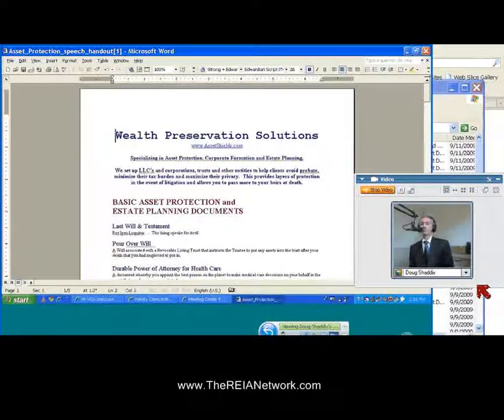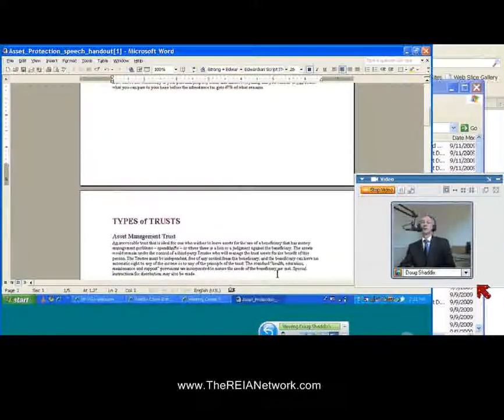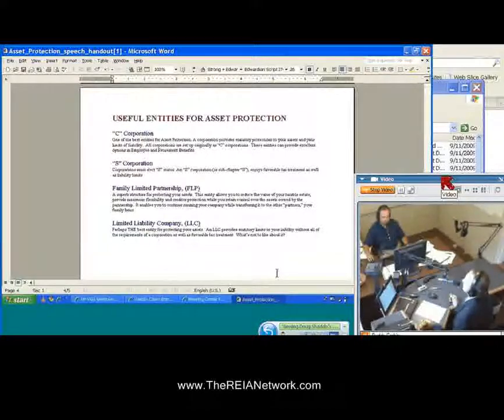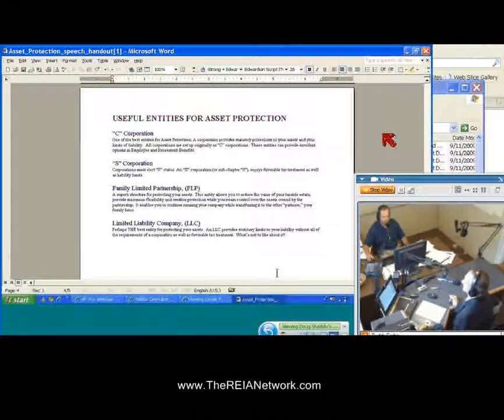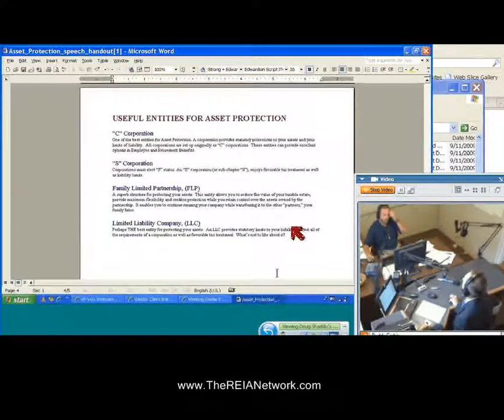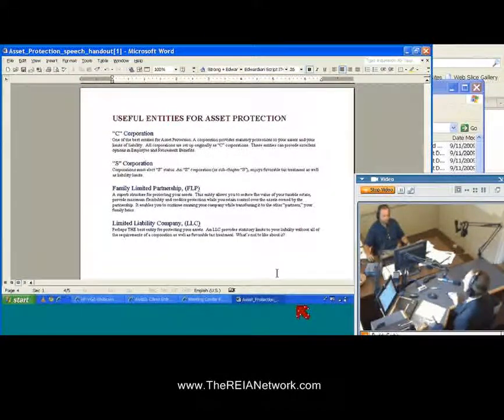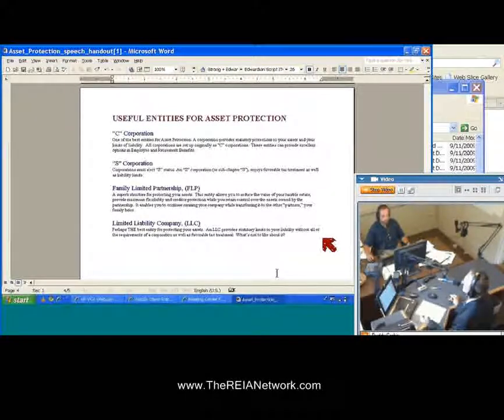So let's talk about different types of entities. The ones that I would utilize, let me scroll down on the screen here to give you a few ideas. There are a couple of different types of corporations. There are different types of limited liability companies. There's a family limited partnership. There are a variety of trusts that we'll get into. But types of entities that are useful for asset protection would be these that are here on your screen.